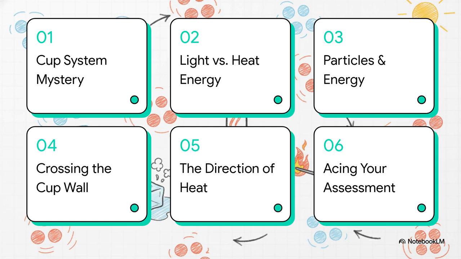So here is our mental roadmap for today. First, we'll revisit the cup system mystery. Then we'll weigh light versus heat energy. After that, we zoom way in on particles and kinetic energy, figure out exactly what's happening when we're crossing the cup wall, lock down the direction of heat, and finally wrap it all up with acing your assessment. Consider this your ultimate study guide checklist.